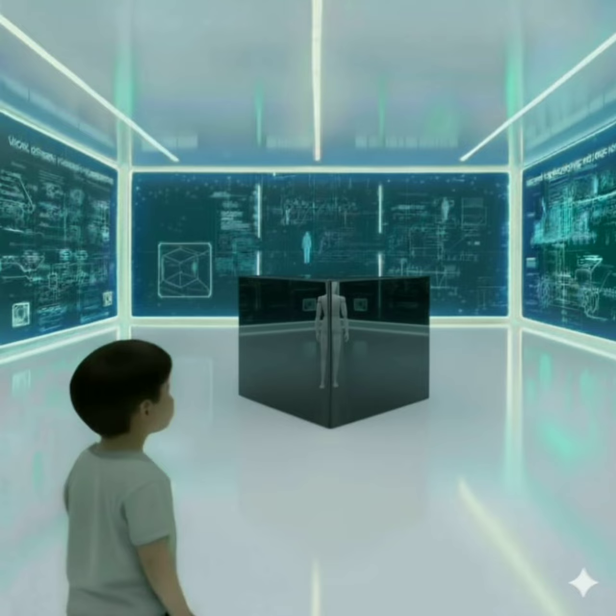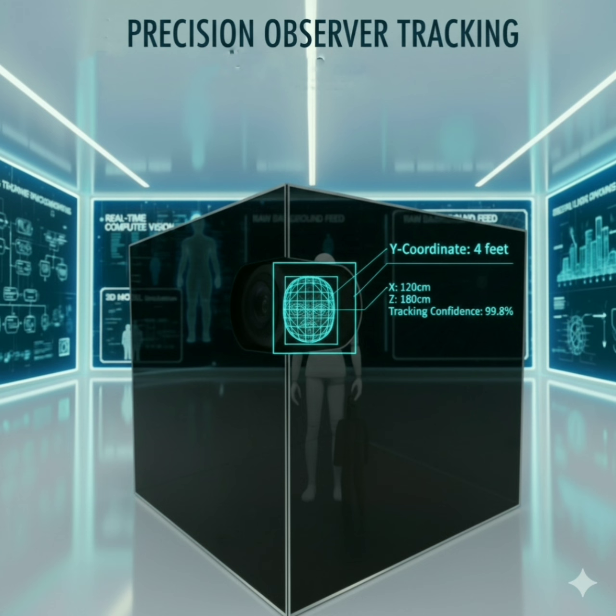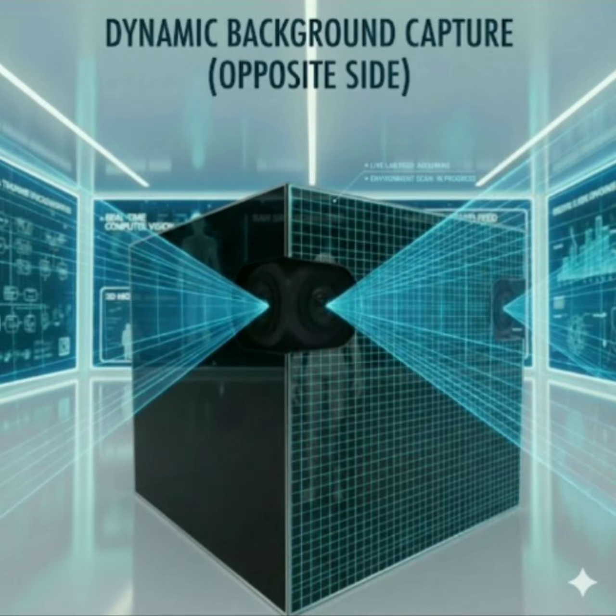This is much more difficult than scenario 1. For this, our normal 3-step process is not enough. The system will need additional algorithms. In scenario 2, our first step is also data acquisition. As soon as the child took position in front of the edge, the system activated observer tracking cameras near that edge, continuously tracking the child's face, angle, and 3D position. Background capture: at the same time, cameras on the opposite side are capturing the live video feed.